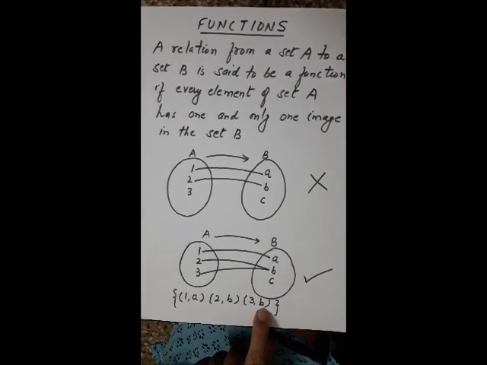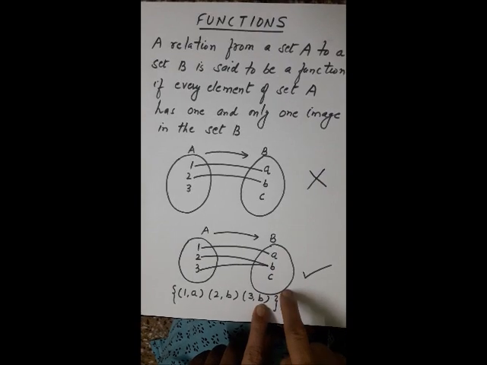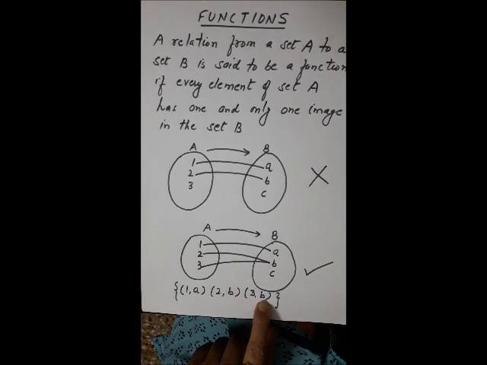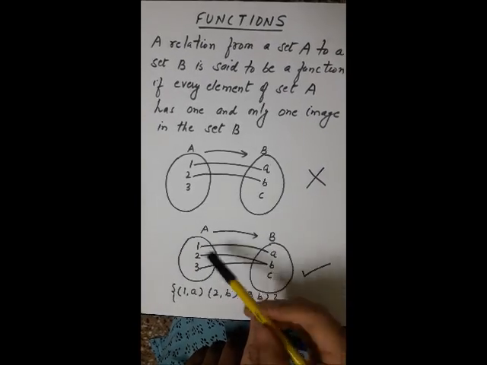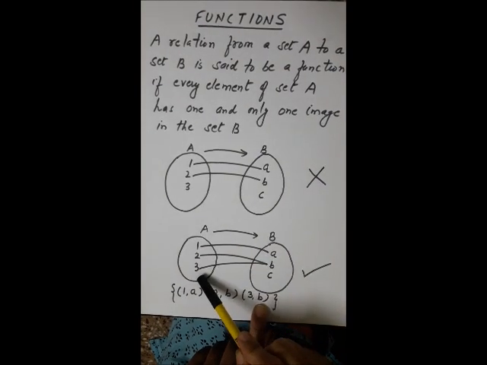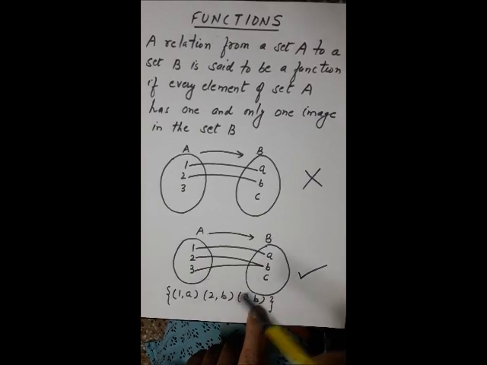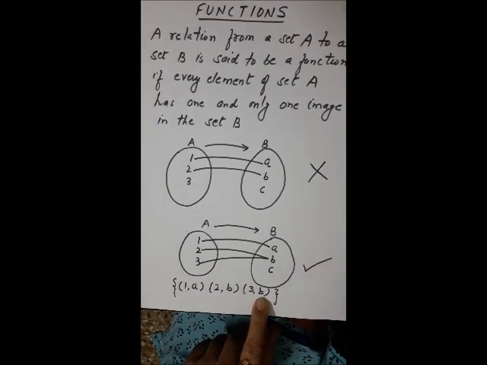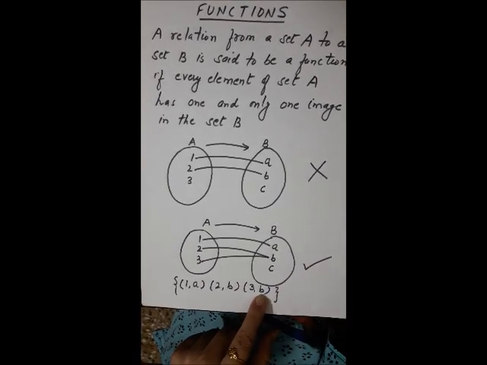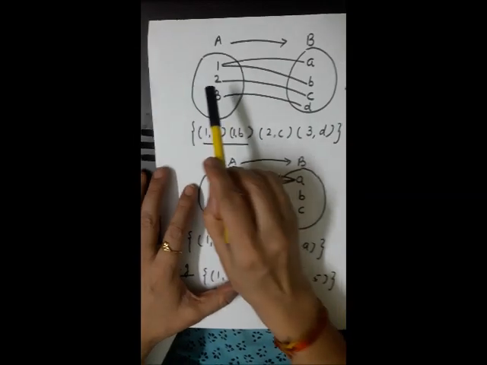Means the relation becomes a function only if 2 conditions are satisfied. All elements should be associated. It's true here. All elements should have a unique image. It's also true. So it is a function. Let's take one more Venn diagram.